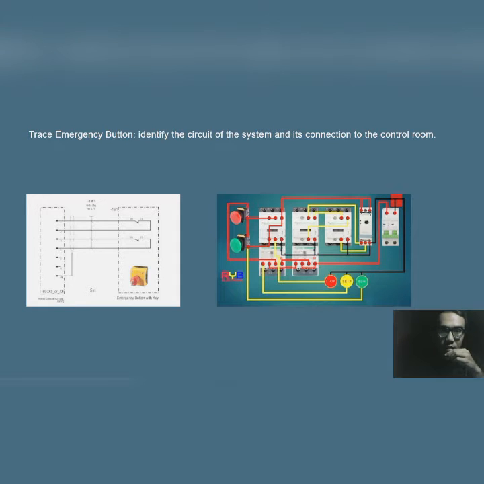This is the trace of the emergency button. Identify the circuit of the system and its connection to the control room. This is for question number 4. This is a circuit diagram for the emergency button. The circuit shows the system of the emergency button and its connection directly to the control room. The signal of the system can be channeled to multiple control rooms at the same time.